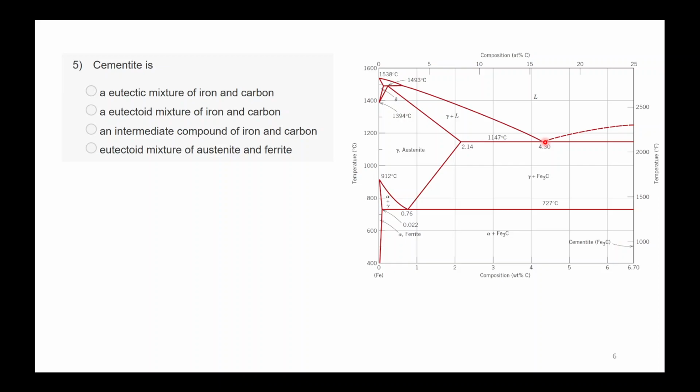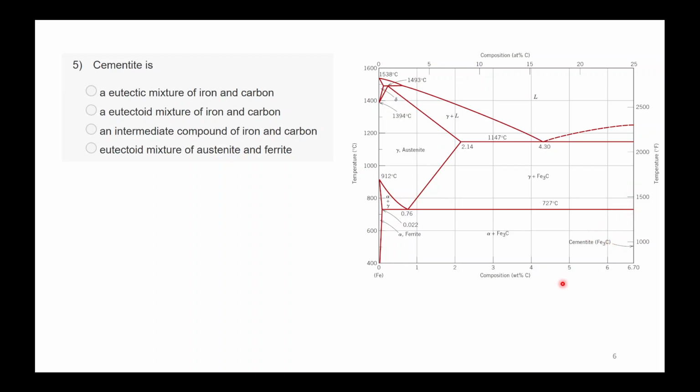Now the fifth question is: cementite is, your options are a eutectic mixture of iron and carbon, a eutectoid mixture of iron and carbon, an intermediate compound of iron and carbon, or a eutectoid mixture of austenite and ferrite. So cementite, as you know, at this line, the vertical line at 6.7 weight percent of carbon, corresponds to the intermediate compound that forms, known as Fe3C.